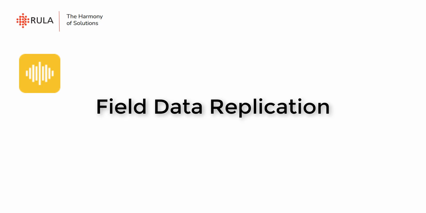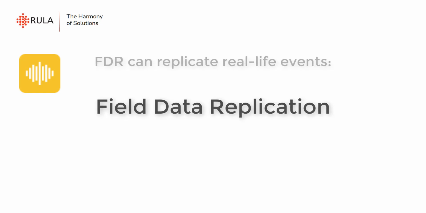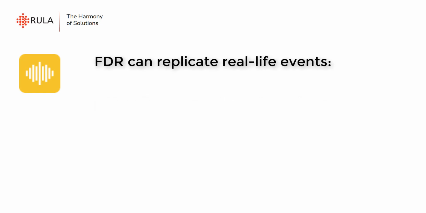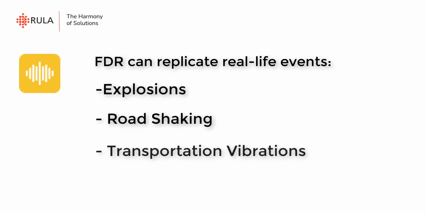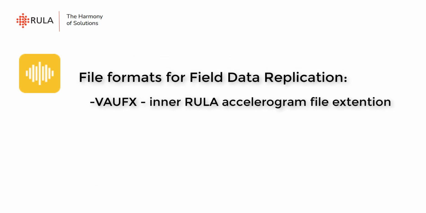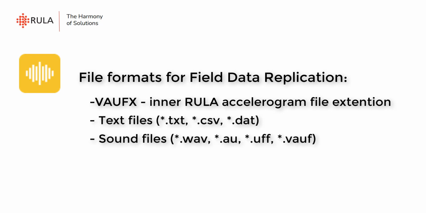Field Data Replication, or FDR, is a test type which is used for replicating recorded data from real-life events like explosions, road shaking, transportation, real shocks, and so on. For running FDR tests, we use a special format which is called VAUFX. This format represents a recorded accelerogram from the controller or device channel, but in our software we have a built-in VAUFX file converter, so you can convert your audio, text and CSV tables into desired VAUFX format.